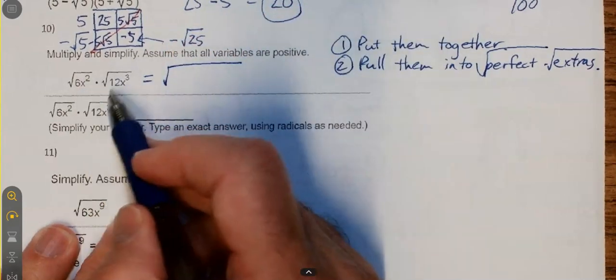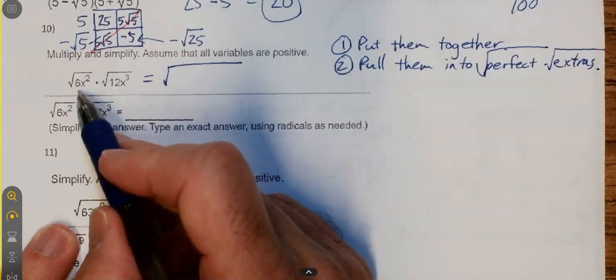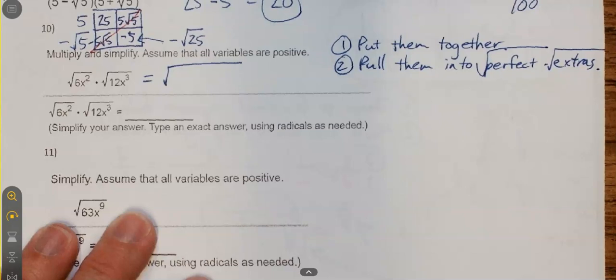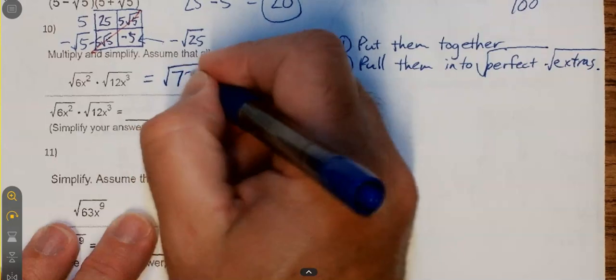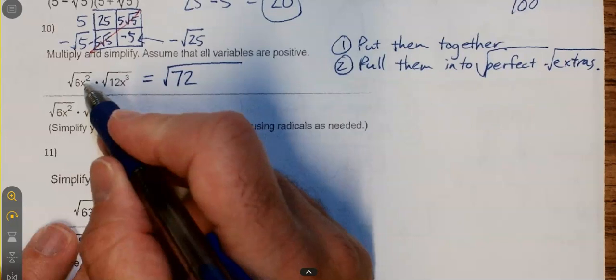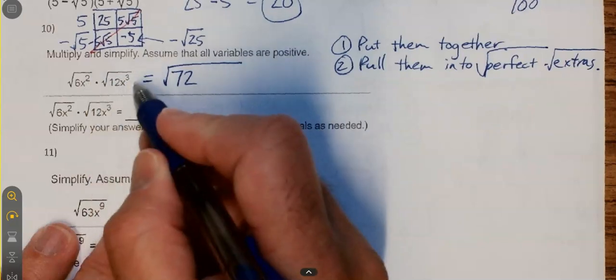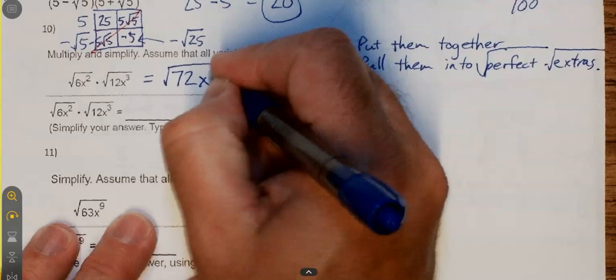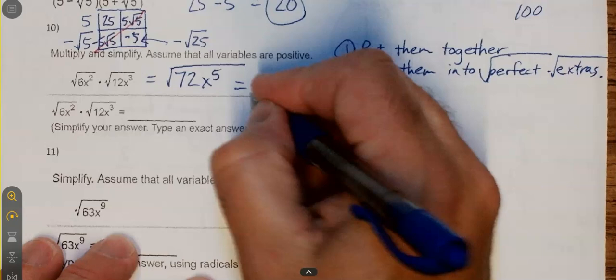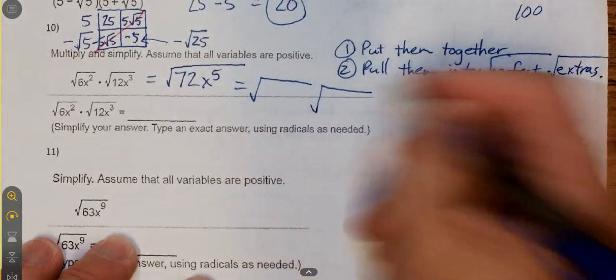What's 6 times 12? That's 4 times 12. Good try. Let's go with 6 times 12. 72. X squared times x cubed. What do I do with those exponents? You add them. What's 2 plus 3? All right, now we're ready for tomorrow. We will pull that thing apart into 2 different radicals, and we'll talk about that.